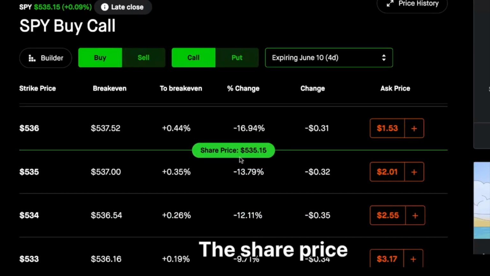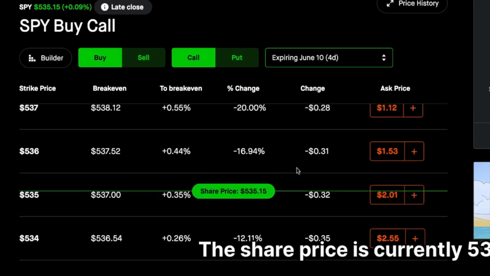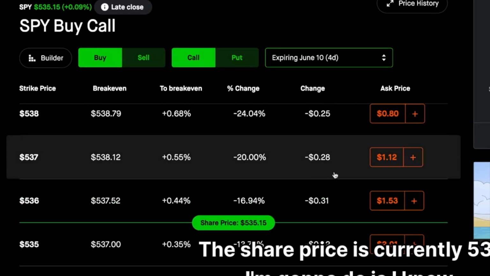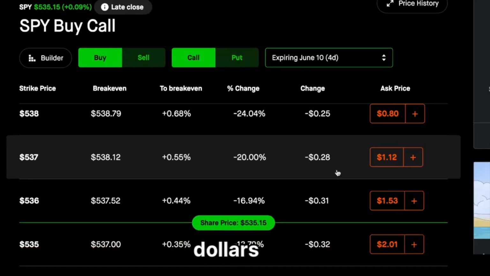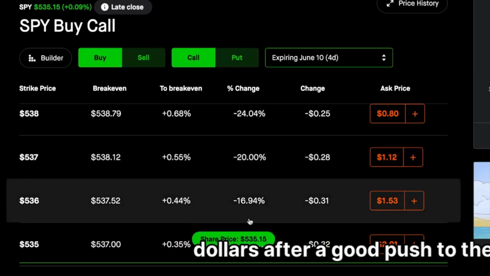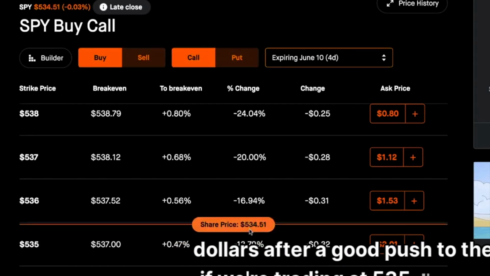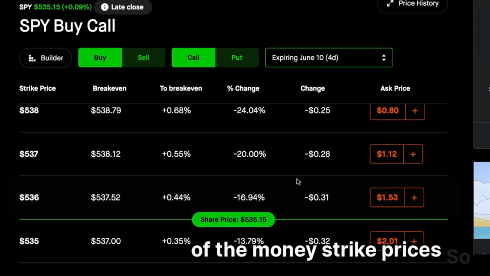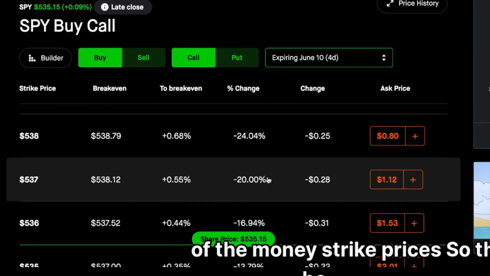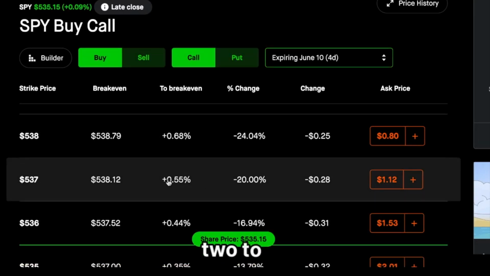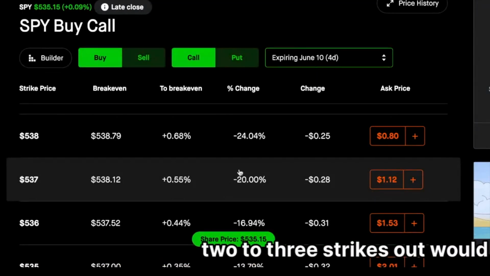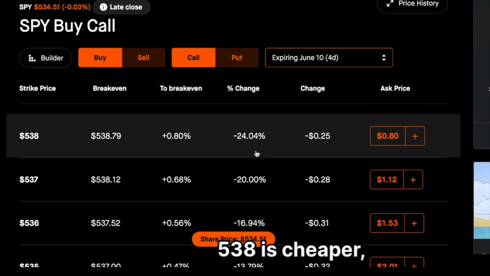The share price is currently 535. I need to understand how much SPY moves. SPY typically moves anywhere from $2 to $3 after a good push to the upside. So if we're trading at 535, I'm going to get out of the money strike prices, most likely 538. If we're at 535, 2 to 3 strikes out would be 537 or 538. 538 is cheaper, so I'm going to click on that.